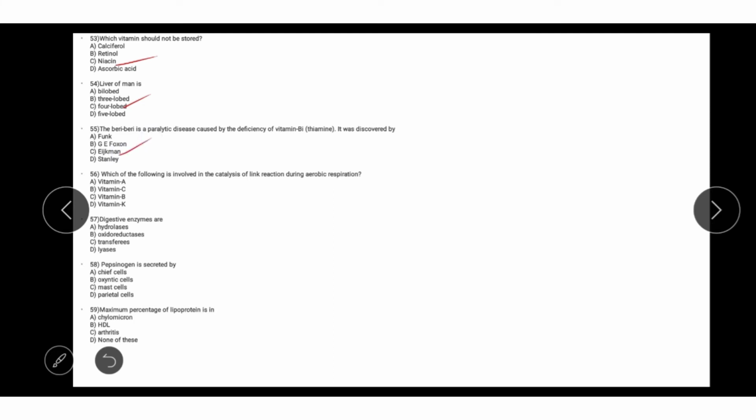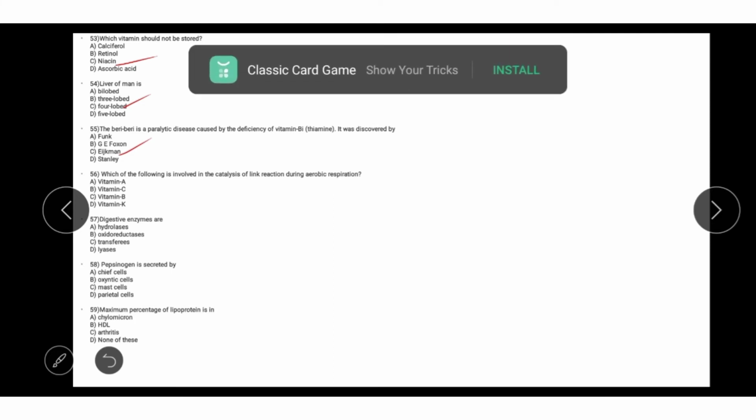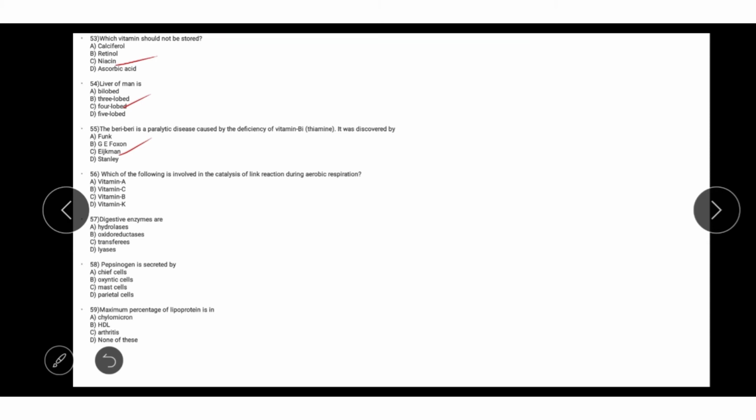Which of the following is involved in the catalysis of link reaction during aerobic respiration? The answer is vitamin C. Digestive enzymes are hydrolases. The first line of our chapter. The pepsinogen is secreted by, we all know that, chief cells.